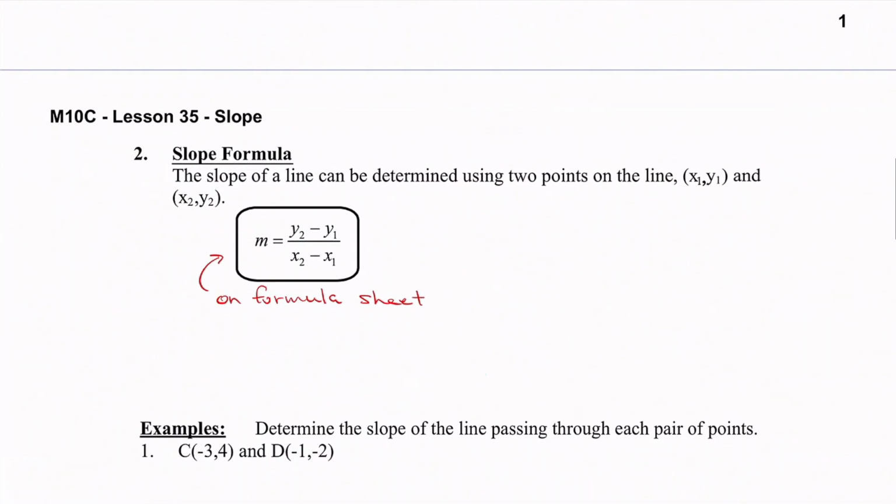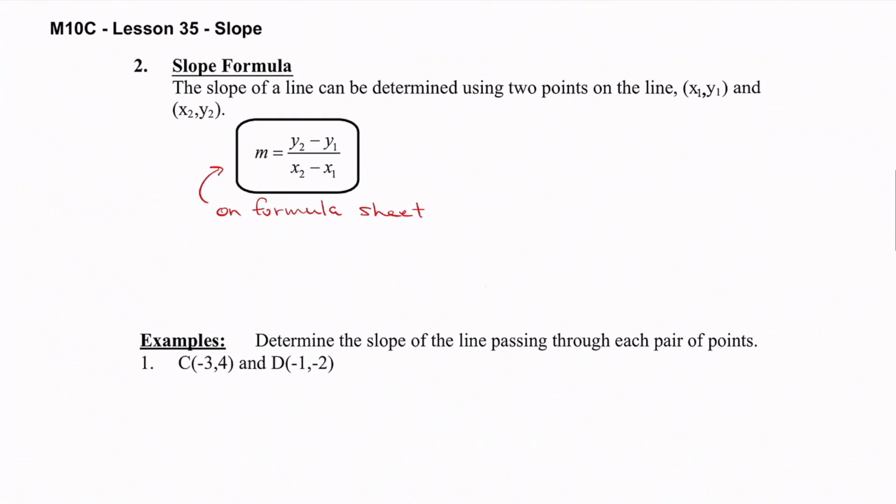Okay, so the slope formula, it says the slope of a line can be determined using 2 points of the line. You always have to have at least 2 points. And we're going to label those points on the line x1, y1, and then we'll label our second point x2, y2. So this formula that you guys see here, this is actually on your formula sheet, so you don't have to worry about memorizing it.